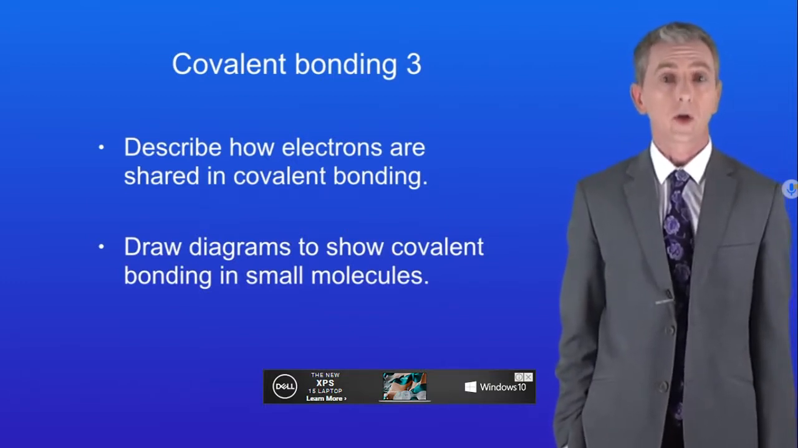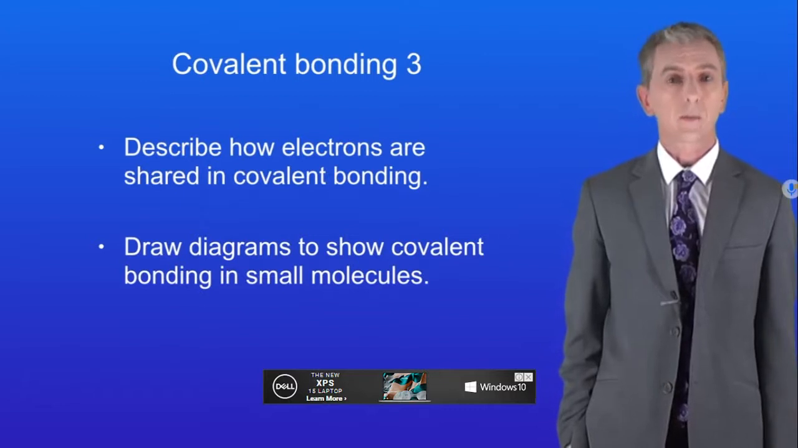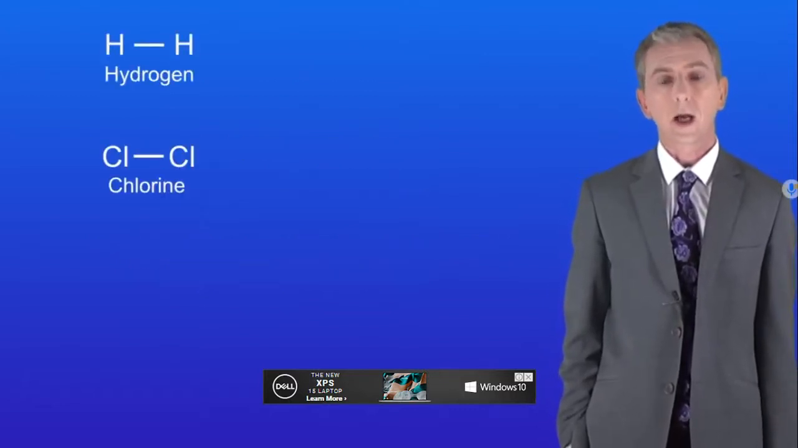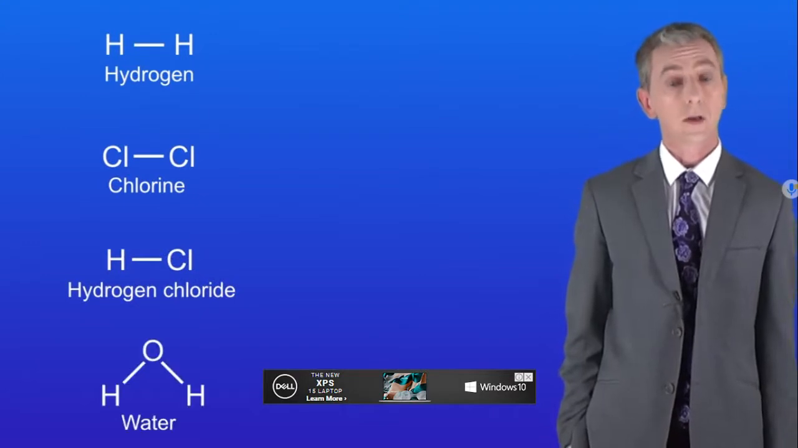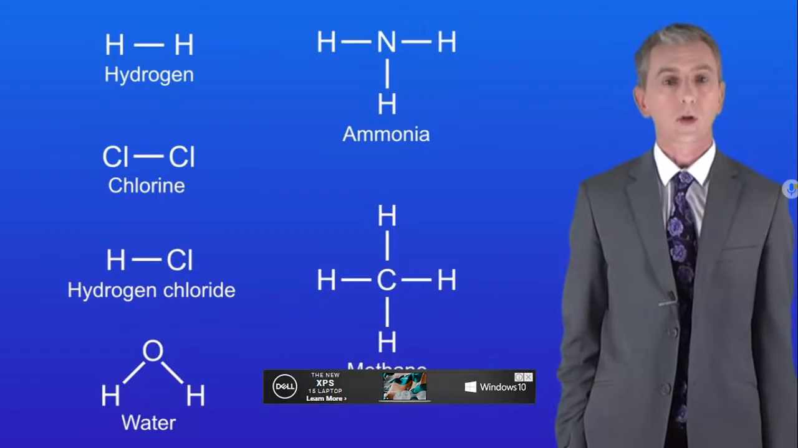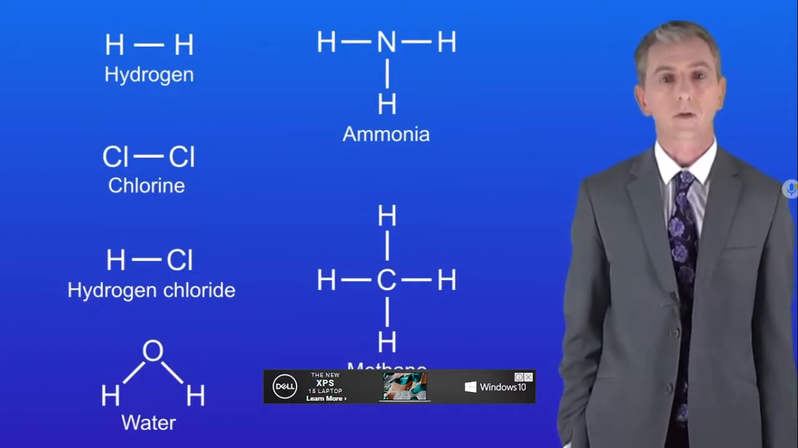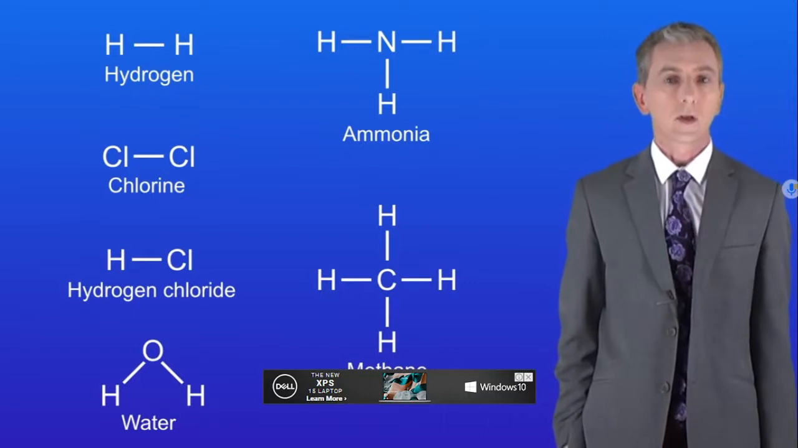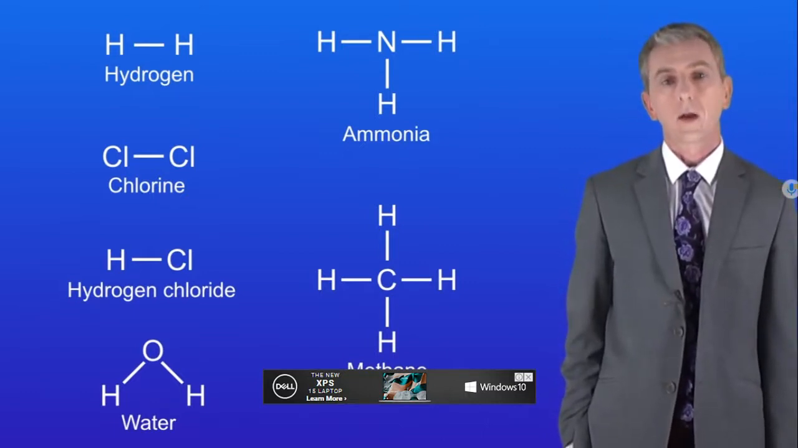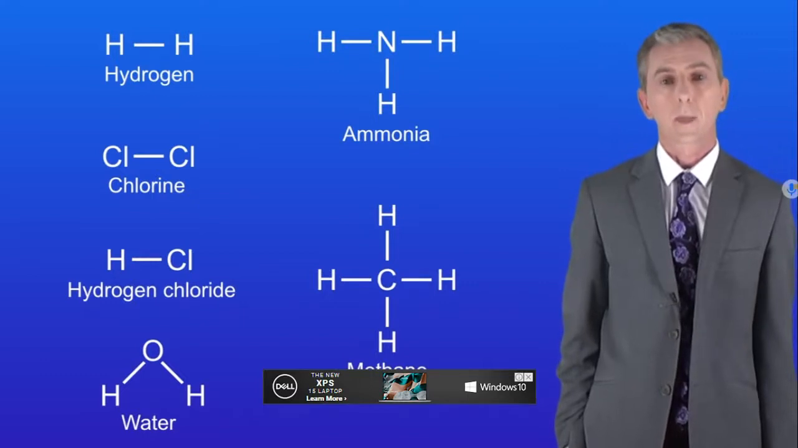In the last couple of videos, we've been looking at small covalent molecules. We've seen the molecules hydrogen, chlorine, hydrogen chloride, water, ammonia, and methane. As you can see, all of these molecules have got single covalent bonds. In other words, a shared pair of electrons. In this video, we're going to look at 2 final small covalent molecules. These are oxygen and nitrogen.